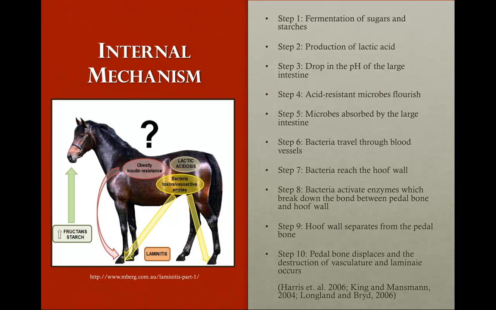Although still in question, it has been assumed that after being absorbed by the large intestine, these bacteria then travel through blood vessels to reach the hoof wall. The bacteria may then produce substances that can activate specific enzymes within the wall of the foot, breaking down the bond between the pedal bone and the hoof wall. At the hoof, the wall then separates from the pedal bone. This separation causes a displacement of the pedal bone and pulls on the deep flexor tendon, leading to the pain and overall debilitation of the horse.